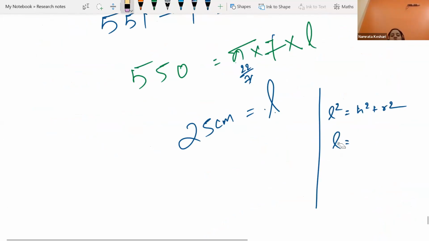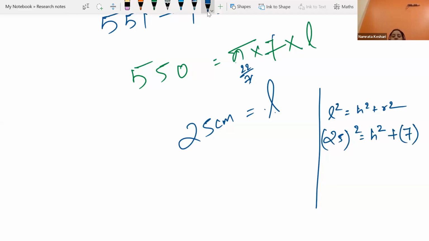Height we don't know. See, we don't have the height and we have to find the volume now. In the volume formula, we are going to use the height. It contains height. So here we'll be using L is 25 square, H we want to find, R is 7 square, and from here we'll be finding the H value. Please find H.